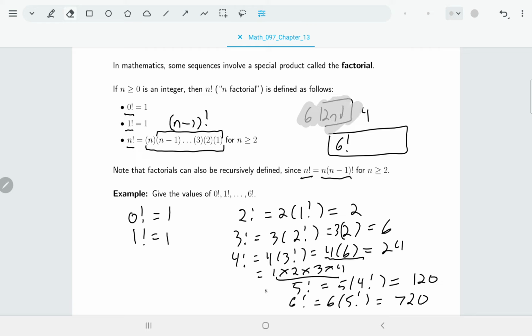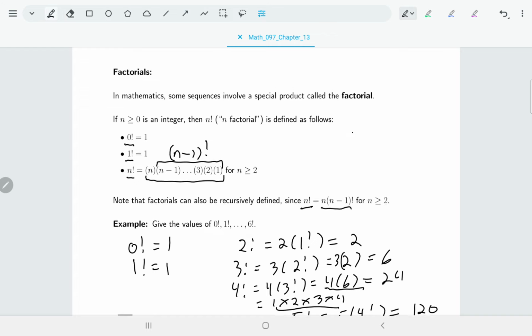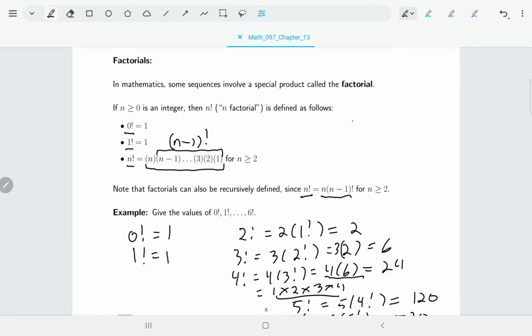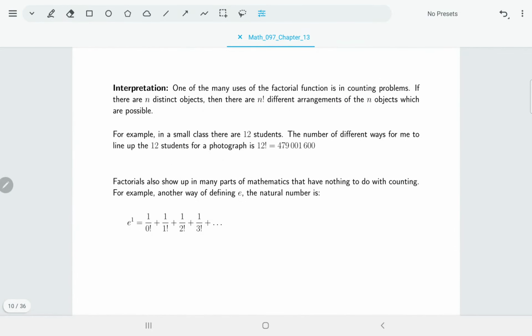Factorials are kind of important. They show up in a lot of places in mathematics, and there's a couple of really important places where they show up. Namely, if we're thinking about something like counting problems, so if you have taken a math class where you are talking about probability or counting, you do use factorials in counting problems where you're looking at arranging objects.